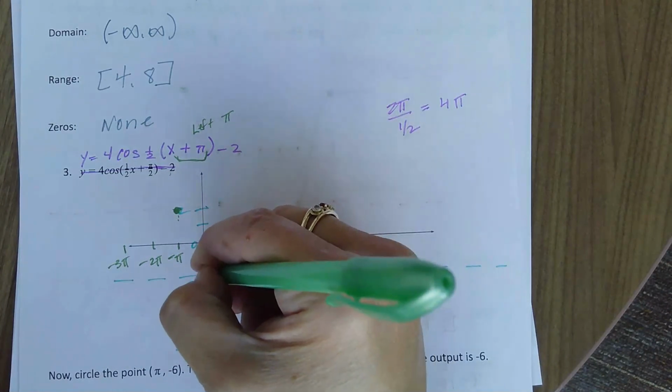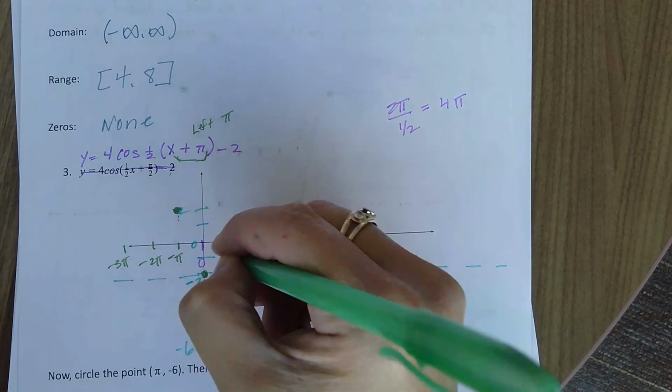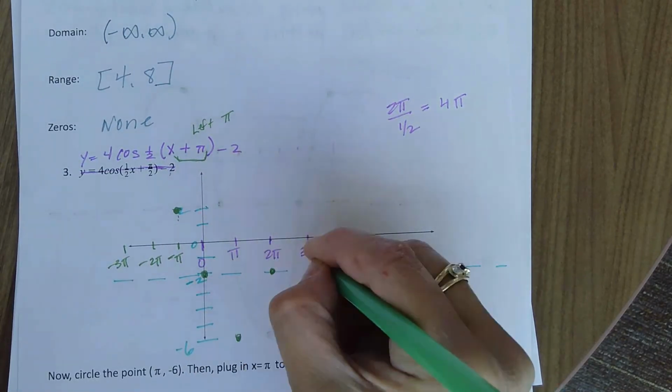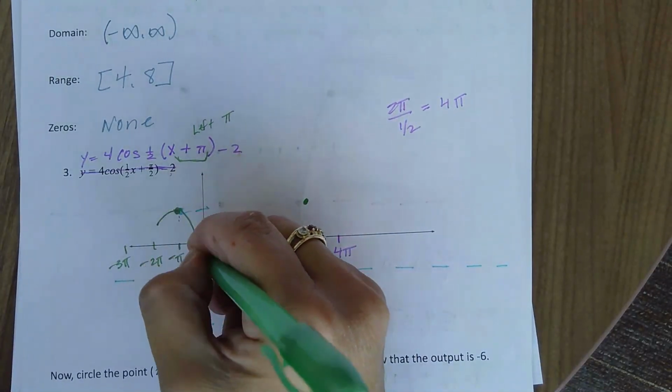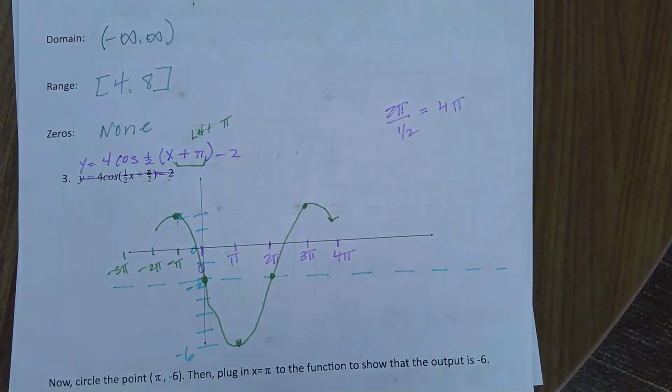0 would be my second point. Cosine goes from a maximum, then a midline. My next point would be at a min. My next point would be at a midline. And my last point for those 5 key points would be at a max. And that's what I get for my function.